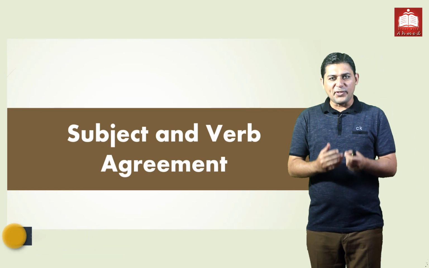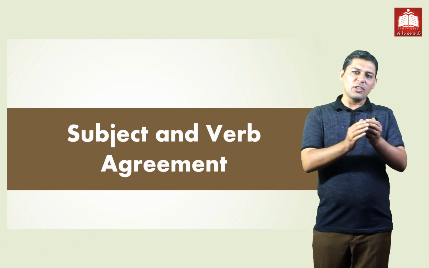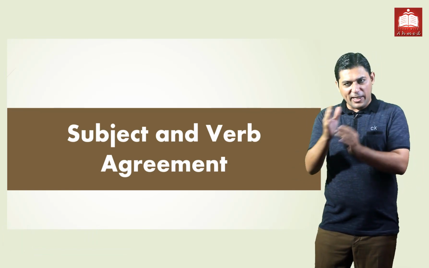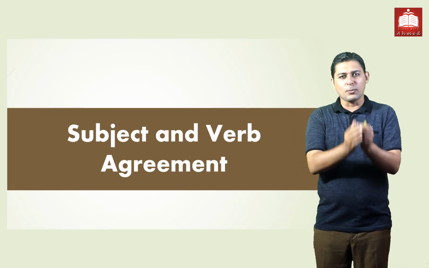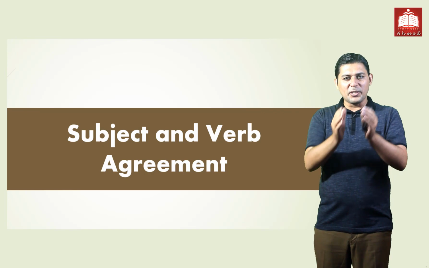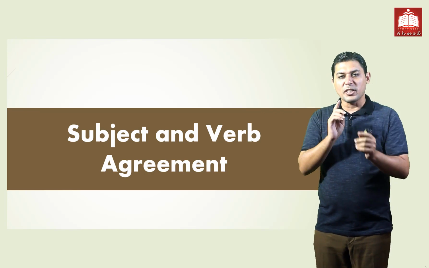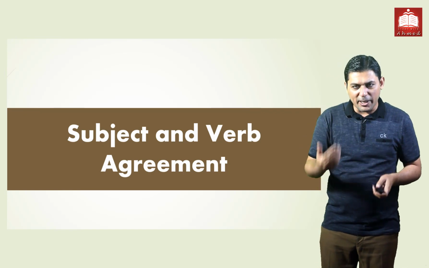So one is subject and verb agreement. This topic you will see in almost all English testing systems. We have a number of rules, but today we are discussing only 10 rules of subject and verb agreement.